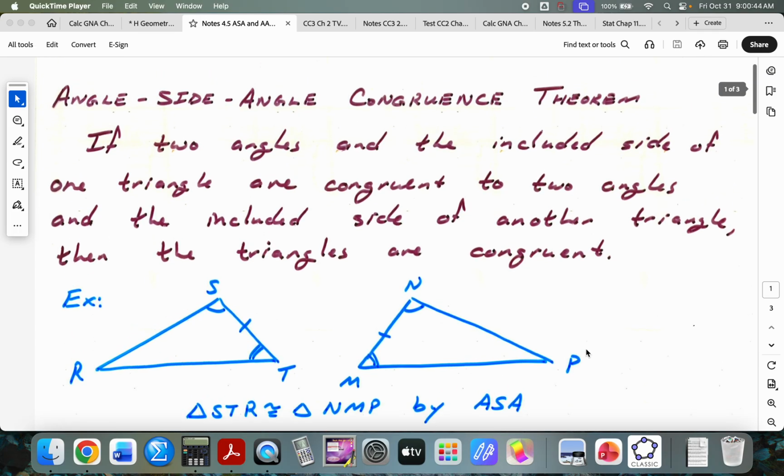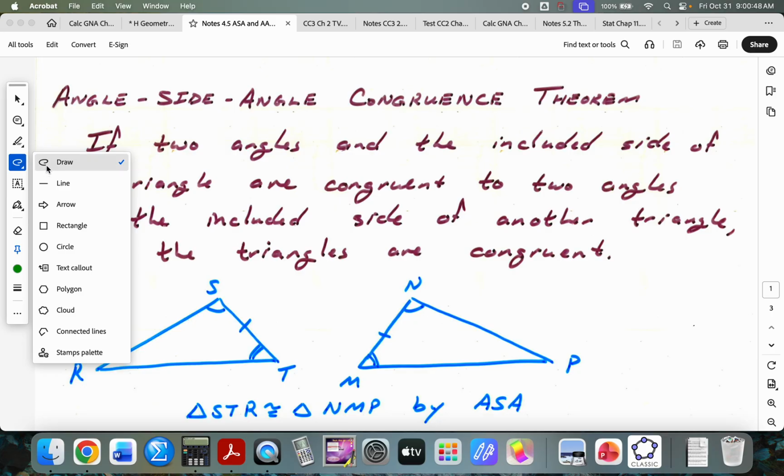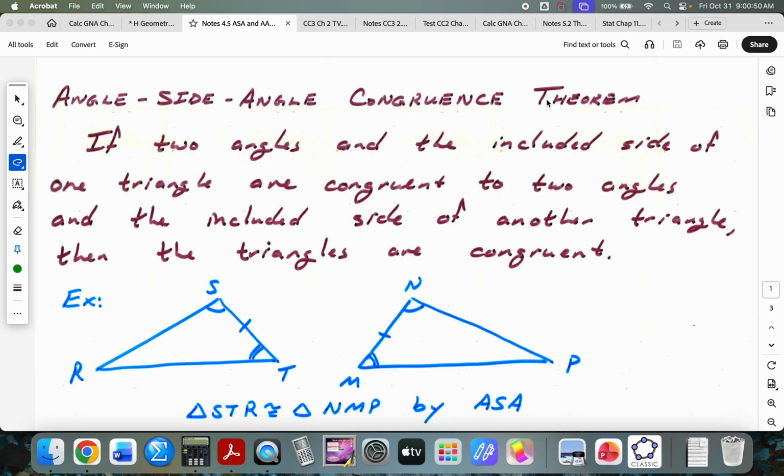By the way, I do need to fix something on this one. That's not actually a theorem. This is actually a postulate. We don't make that big a deal out of it, but this is not a theorem. This is a postulate.